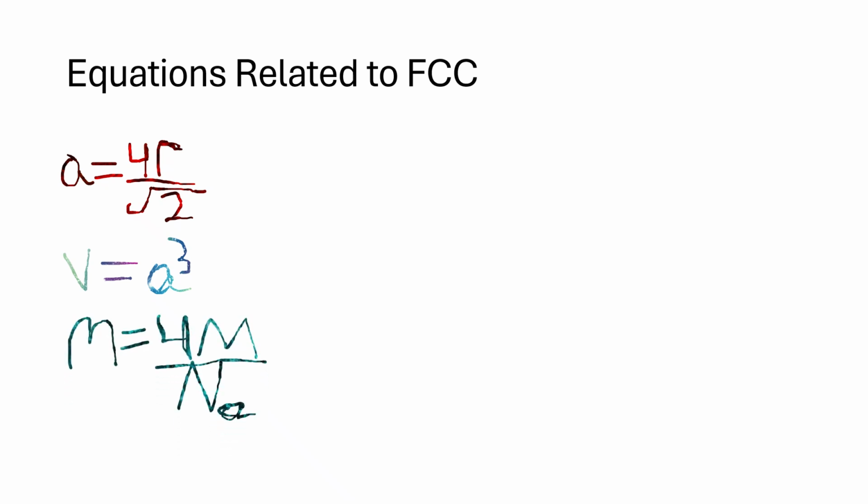All right, the following are the governing equations in relation to density and face center cubic. First, you have A, which is equal to 4R, sorry about that, divided by the square root of 2. V, which is A cubed. M, which is 4 times capital M over NA. And finally, you get density, which is rho is equal to M over V.